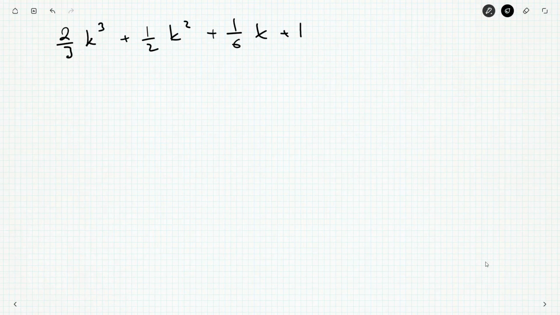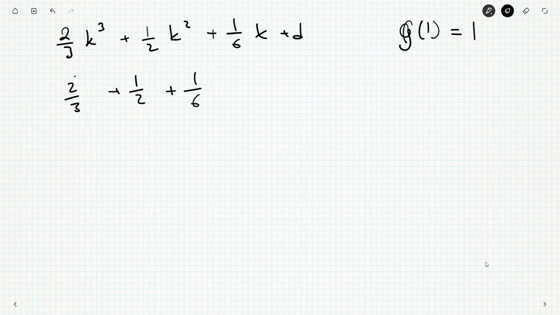So what have we got? We've got 2/3 k cubed plus 1/2 k squared plus 1/6 k plus d. We know that g of 1 is 1 because that's what f of 2 is. And so that'll be 2/3 plus 1/2 plus 1/6. So 1/2 plus 1/6 is 2/3. 2/3 plus 2/3, so d must be minus 4/3.